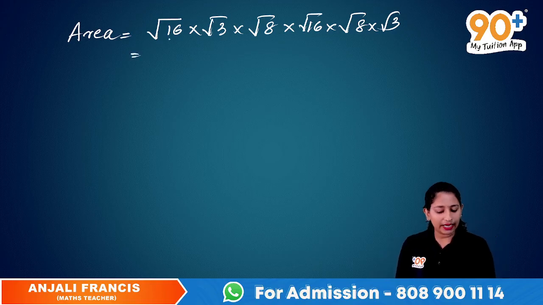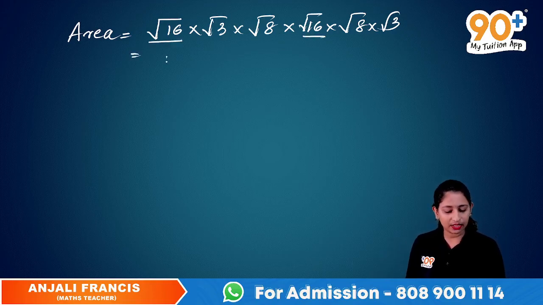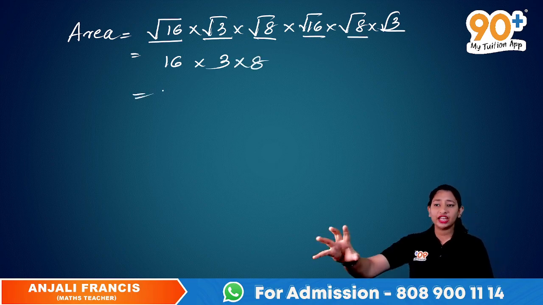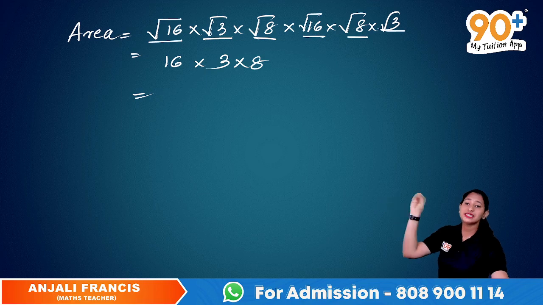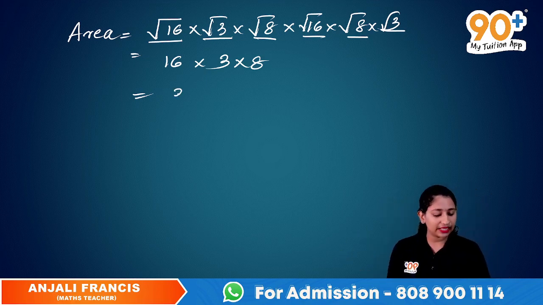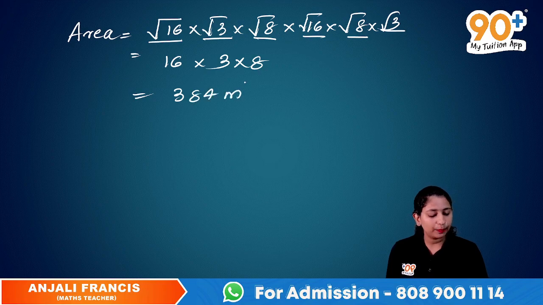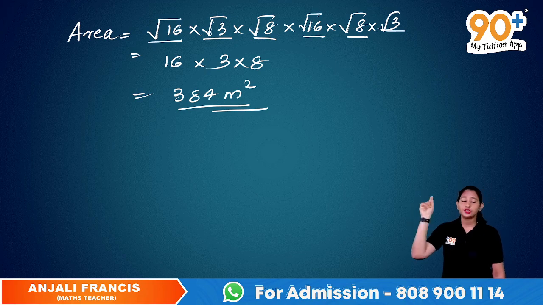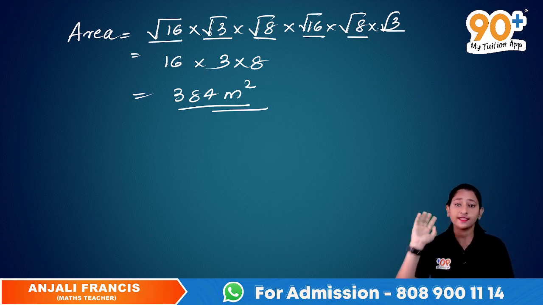Then here 2 root 16s have come, so this will be 16. 2 root 3s have come, so again 3, then 2 root 8s, so again 8. So the area of this triangular park will be 16 into 3 into 8. We will get the answer as 384 meter square. You should write the unit meter square.